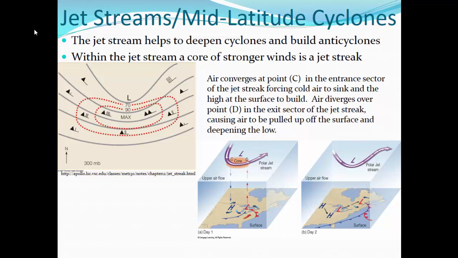And so air converges at point C in the entrance sector, forcing cold air to sink and the high at the surface to build, so the anticyclone at the surface builds. And then air diverges over point D in the exit sector of the jet streak, causing air to be pulled up off the surface and deepening that low, or deepening that cyclone at the surface.